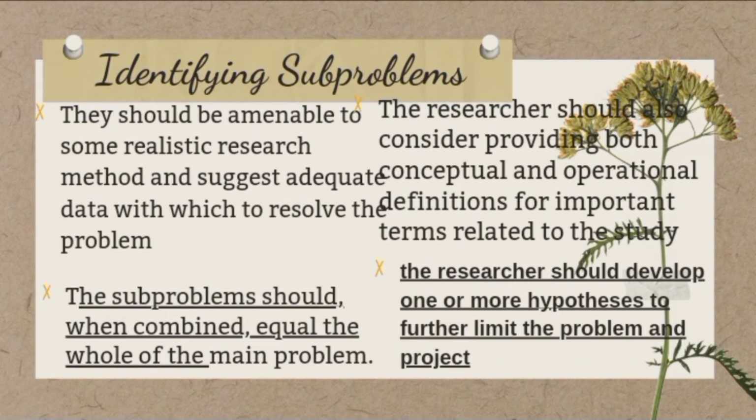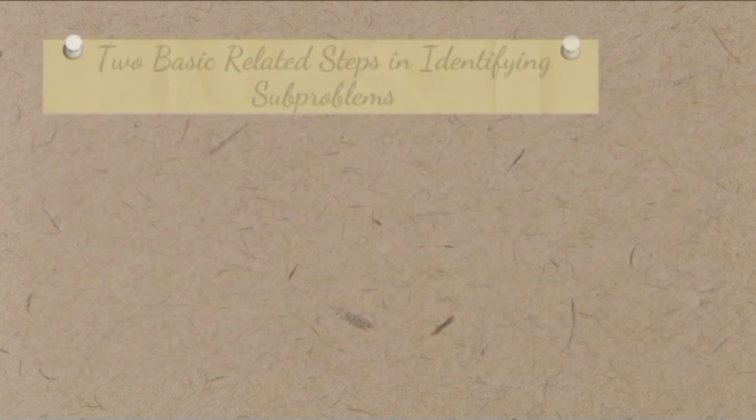Identifying subproblems. Subproblems should be amenable to some realistic research method and suggest adequate data with which to resolve the problem. The subproblems should, when combined, equal the whole of the main problem. The researcher should also consider providing both conceptual and operational definitions for important terms related to the study. The researcher should develop one or more hypotheses to further limit the problem and the project.